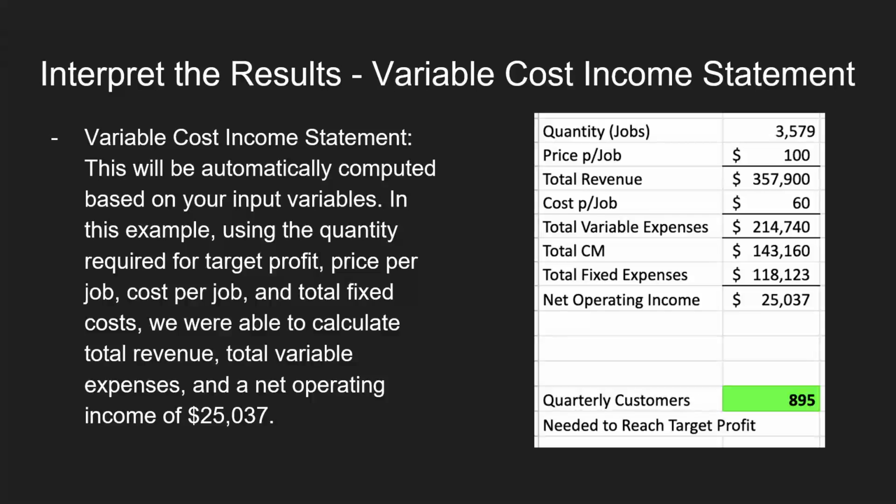The variable income statement will automatically compute based on your input variables. At the bottom of the slide, we can see the total number of customers we need per quarter and our net operating income. Doesn't that number look familiar?